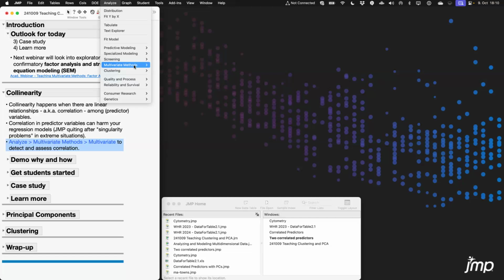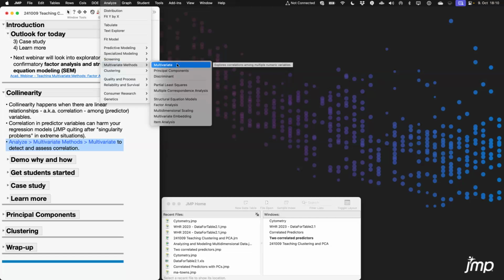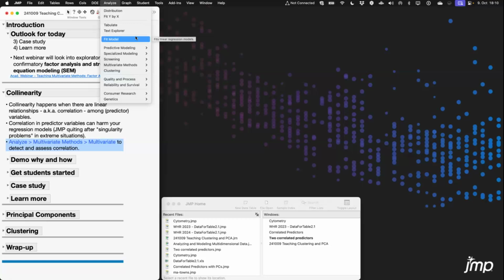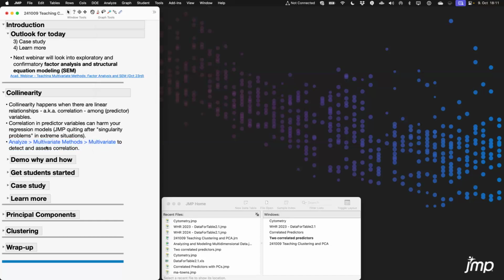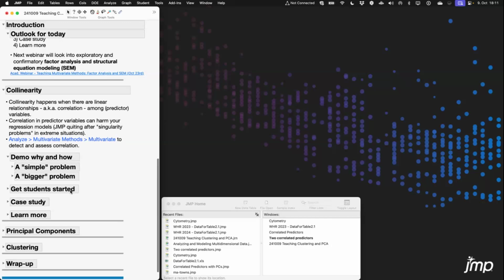The good news is that you don't need to check your data using the multivariate platform first. It's a good idea to do this. But if you don't do this, there are also many pointers and alarms in the Fit Model output. And we will also look at this. So what's the problem in fitting models with collinear data? And we want to see how to demonstrate this to students.